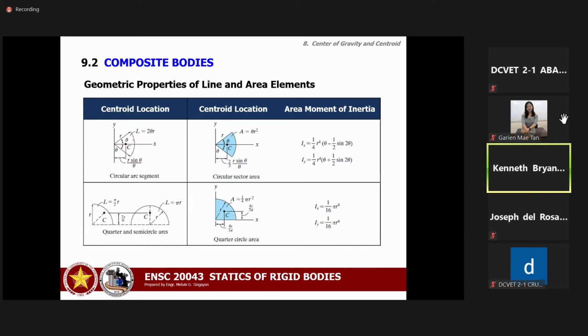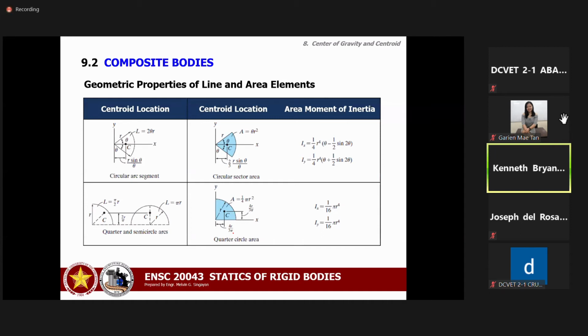So for example, you have a circular arc segment. The length of that circular arc segment is 2 theta times r, and the location of the centroid with respect to the given x and y axis will be r sine theta over theta. Take note, theta here is in radians. Next, quarter and semicircle arcs. The location of the centroid is at 2r over pi for the quarter circle arc, and for the semicircle arc, that is also 2r over pi. Then if you have a circular sector, this is the location of the centroid: 4r sine theta over 3 theta, or 4r over 3 pi for a semicircle, as shown in the previous examples.